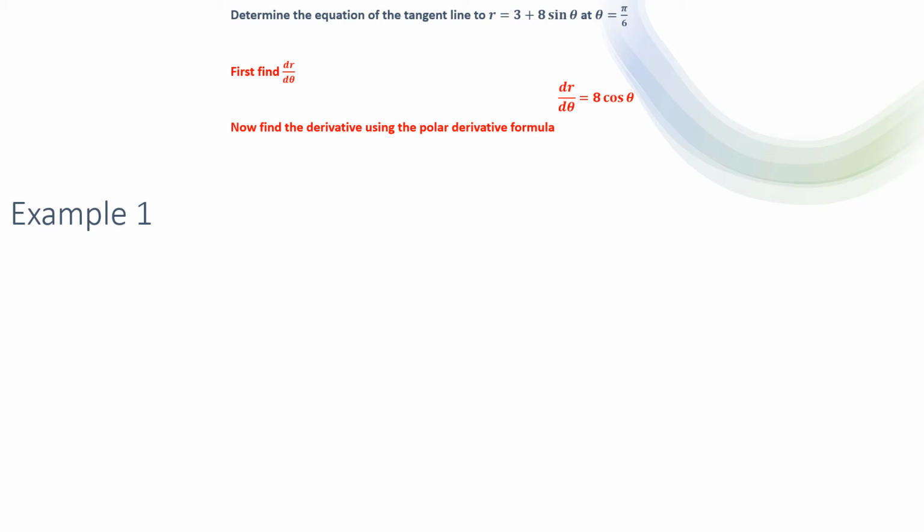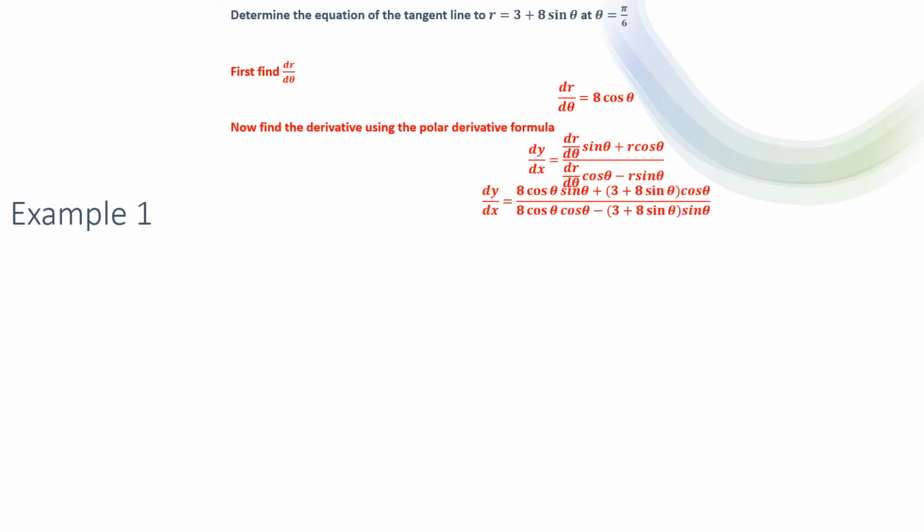Now I want to find the derivative using the polar derivatives formula. So remember, our formula is (dr/dθ sin θ + r cos θ) over (dr/dθ cos θ − r sin θ). Now when I plug in my dr/dθ and my r, I get that dy/dx equals (8 cos θ sin θ + (3 + 8 sin θ) cos θ) all over (8 cos θ cos θ − (3 + 8 sin θ) sin θ).